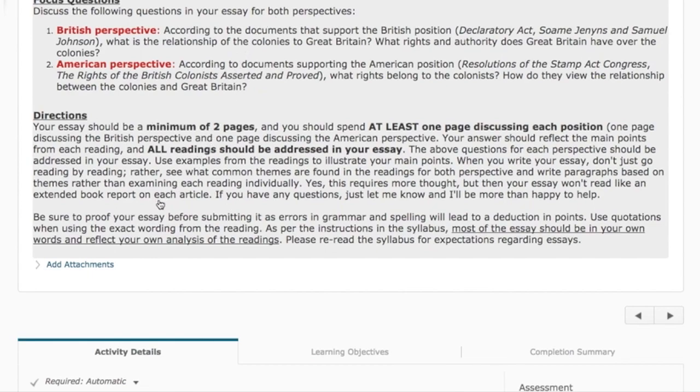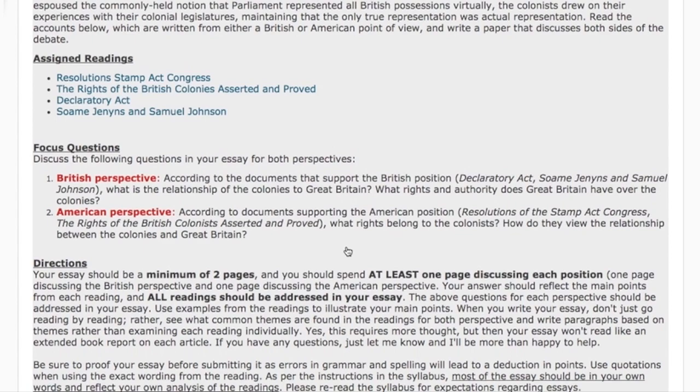Finally, be sure to proof your essay before submitting it, because grammatical errors will lead to loss of clarity, and loss of clarity leads to loss of points. So grammar and spelling are important in and of themselves, but also they're important because you're likely to garble your message and leave it unclear, and that definitely results in loss of points. So pay attention to that, and you'll do very well on the essay.